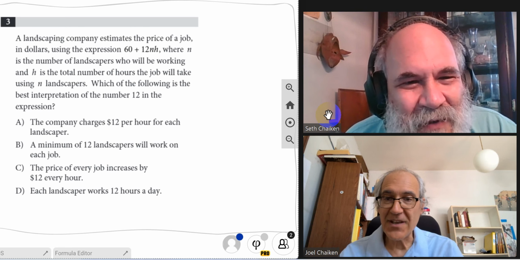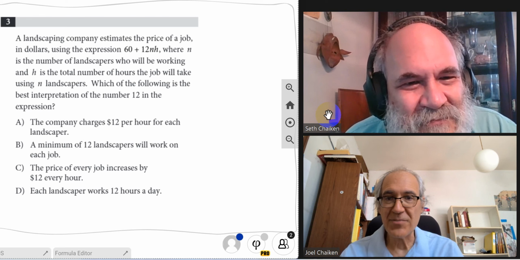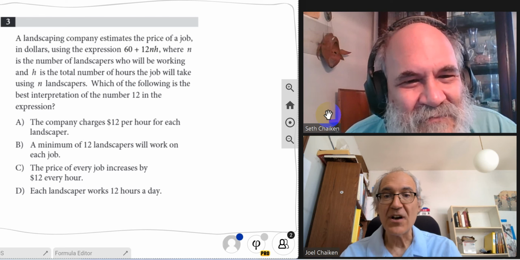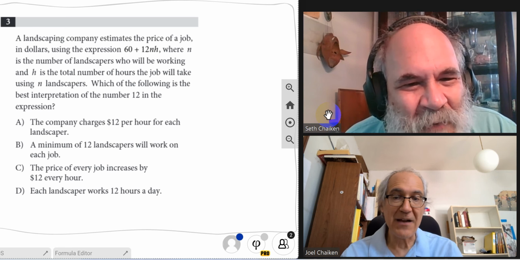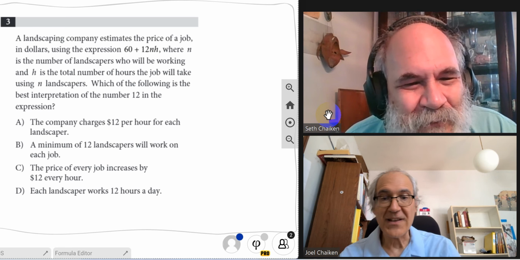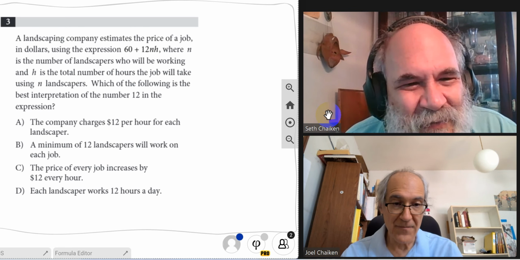A landscaping company estimates the price of a job in dollars using the expression 60 plus 12 n times h, where n is the number of landscapers who will be working and h is the number of hours the job will take n landscapers. Which of the following is the best interpretation of the number 12 in the expression? A: The company charges $12 per hour for each landscaper. B: A minimum of 12 landscapers will work on each job. C: The price of each job increases by $12 per hour. D: Each landscaper works 12 hours per day.